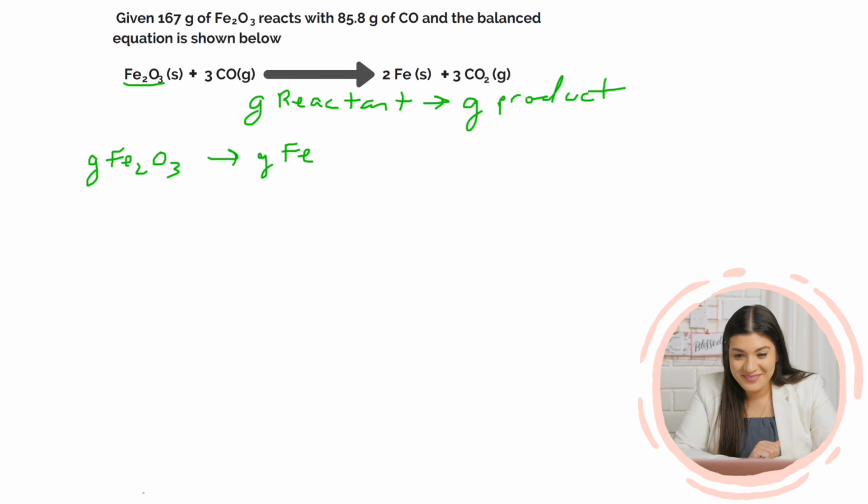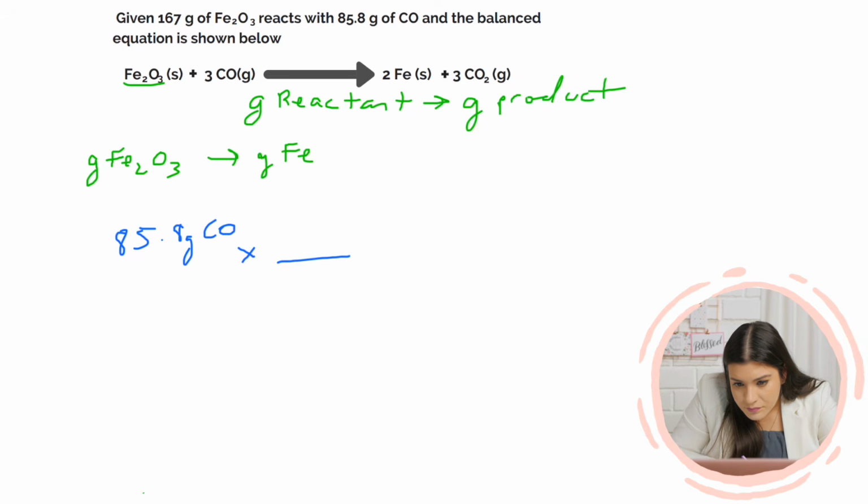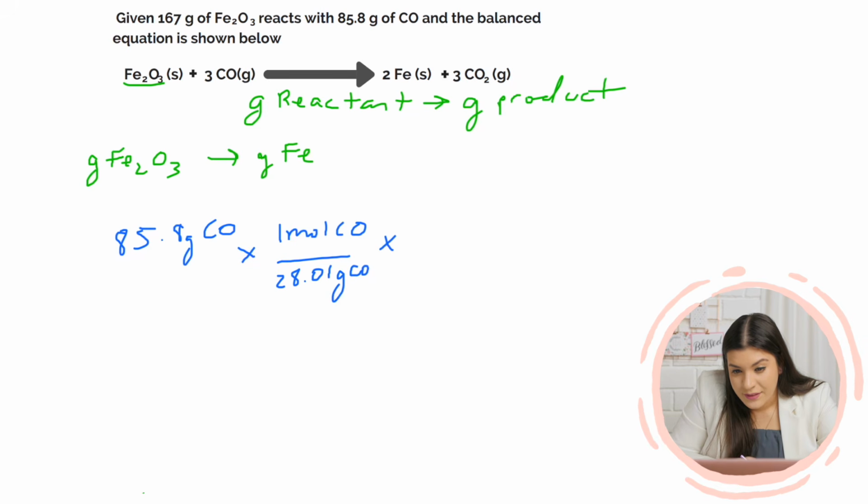I'm stuck. I don't know what I'm doing. Walk me through it. What do you have so far? 85.8 grams of CO times 1 mole of CO over 28 grams. Good so far. Keep going. That's all I know how to do. What do we learn next? What comes next? The mole to mole ratio.